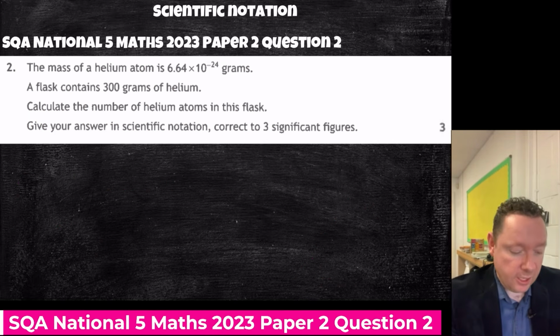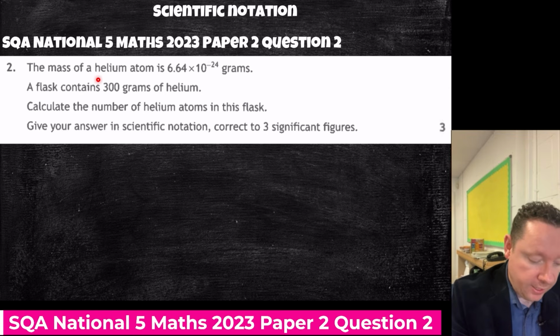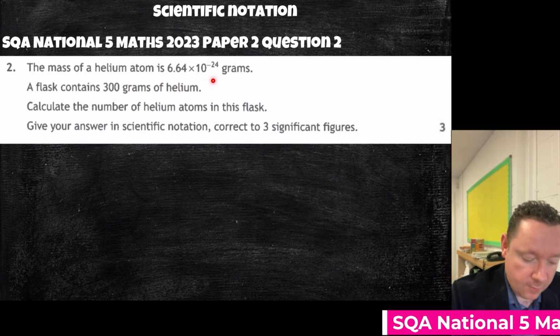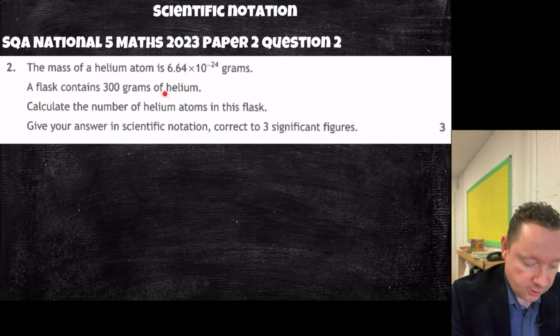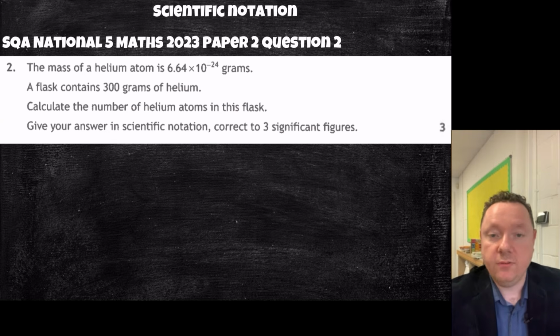Okay, scientific notation, SQA National 5 Maths 2023, paper 2, question 2. The mass of a helium atom is 6.64 times 10 to the minus 24. A flask contains 300 grams of this helium. Calculate the number of atoms in the flask. Give your answer in scientific notation, correct to 3 significant figures.